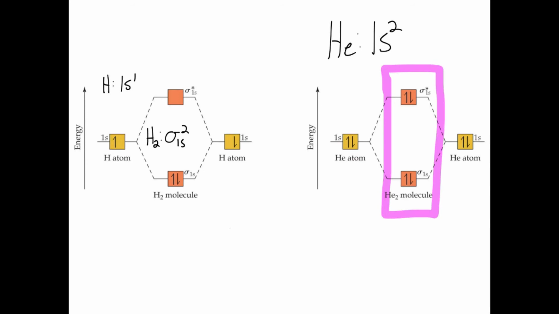It doesn't make bonds, not even with itself. The helium dimer does not exist. And molecular orbital theory is giving us a pretty concise explanation for why that is.